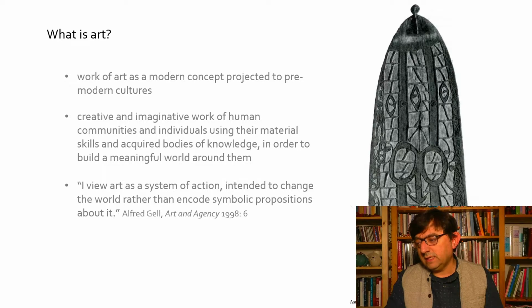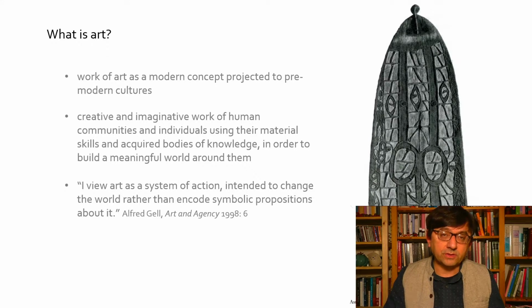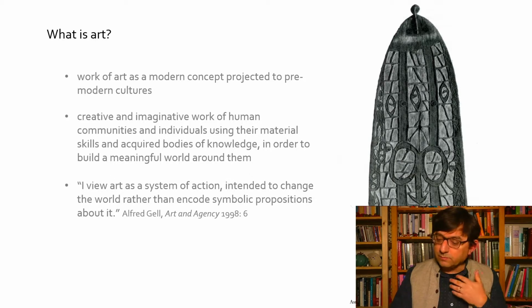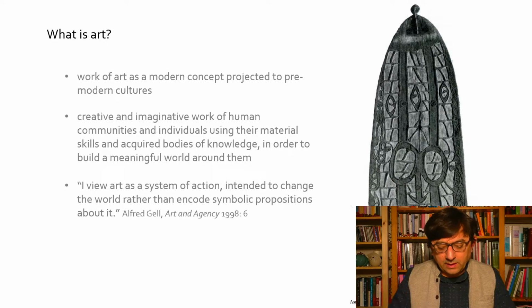In Art and Agency, he says something like, I view art as a system of action intended to change the world rather than encode symbolic propositions about it. You know, we have this understanding when you go to an art museum, you look at a piece of art and you say, what is the meaning behind this work of art? Oftentimes there's just really intellectual labor that you have to get into trying to understand.